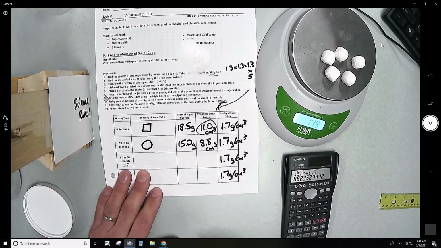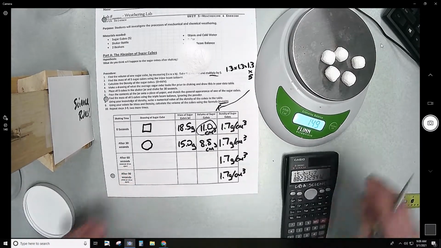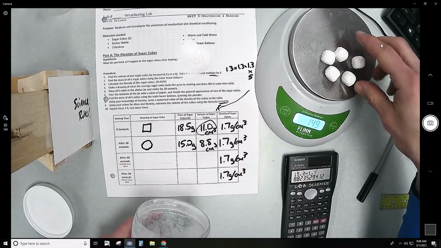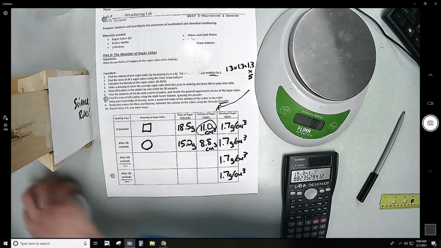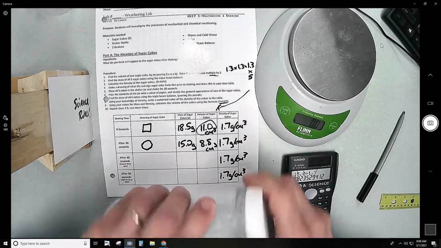Okay? And now I'm going to do the same thing all over again. I'm going to repeat this experiment. And again, I'll skim through this video, so you don't have to watch me shaking it. But that's what they're doing in the classroom. So I figured I'd show you what they're doing here.